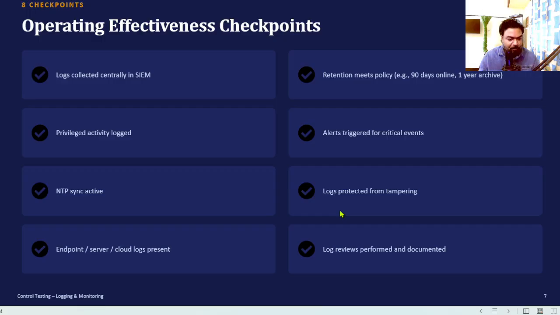Operating effectiveness checkpoints. Now we flip to operating effectiveness. Is the control actually working in practice? Are logs being collected centrally in the SIEM? Does retention meet policy, say 90 days online and a year in archive? Is privileged activity actually being logged? Are alerts triggering for critical events? Is NTP sync active? Are logs protected from tampering? Are logs present across endpoints, servers and clouds? And are log reviews actually being performed and documented? This is where you catch controls that look good on paper but fail in reality.